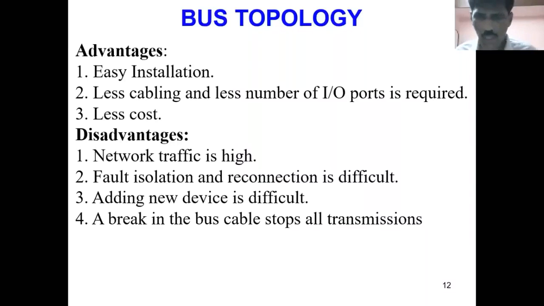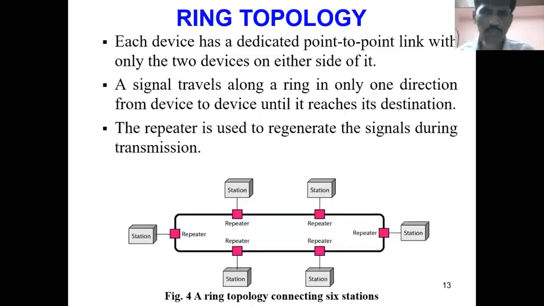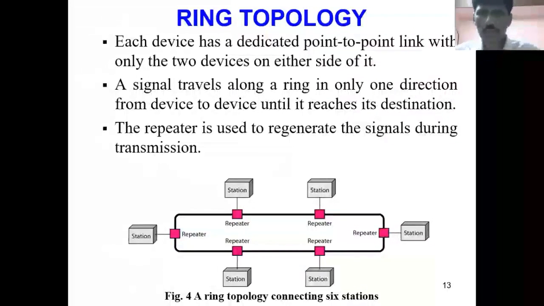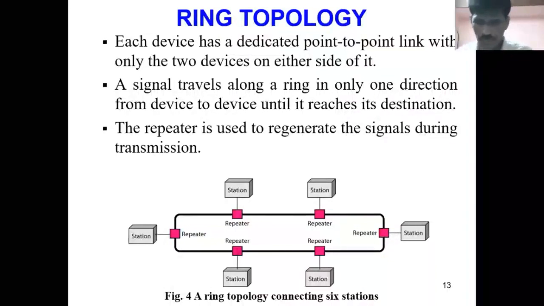Okay. Then I'm moving to the next type of topology, that is ring topology. In ring topology, computers are connected to each other in a circular format. Every device in the network has only two neighbors. Ring topologies were commonly used in the past. Today, ring topologies are rarely used in business organizations.